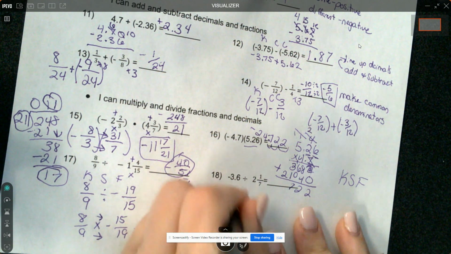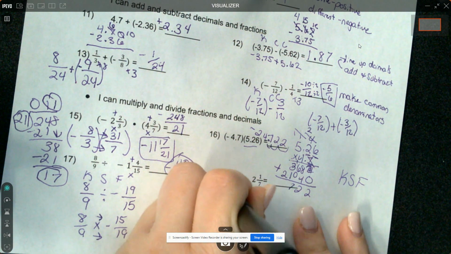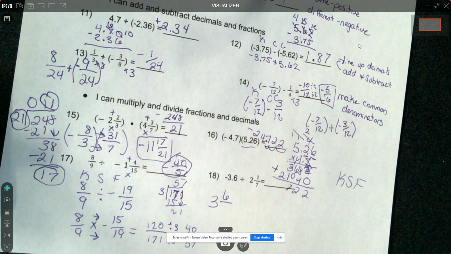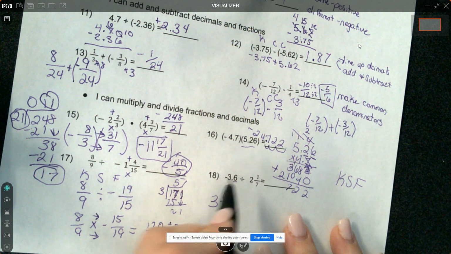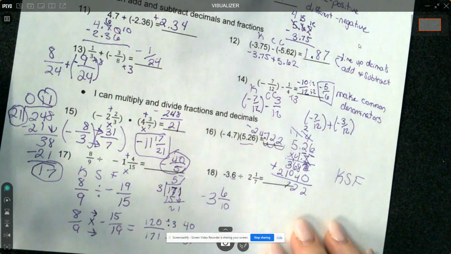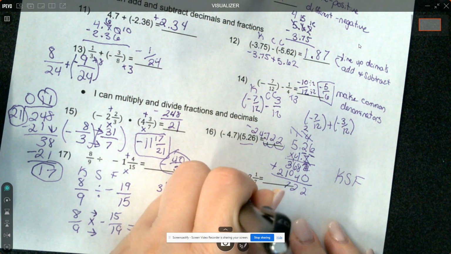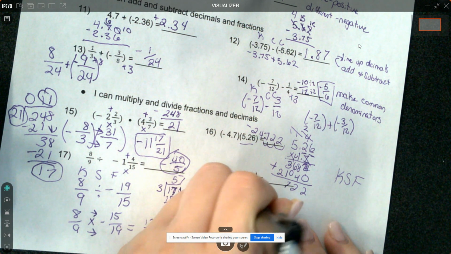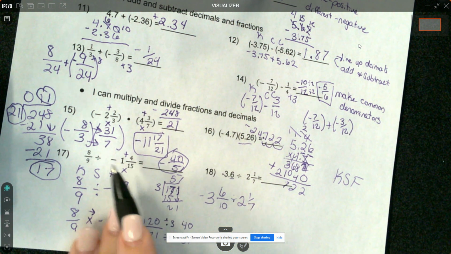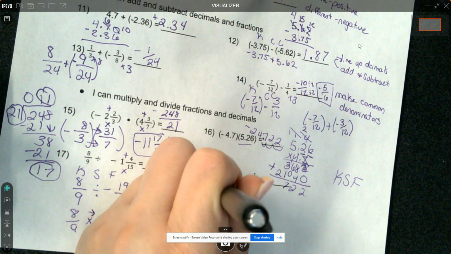I know I'm going to have a whole number of 3 and then 6, but what goes under the 6? A 10, because the 6 is in the 10th place. So I have 3 6/10, or negative 3 6/10, divided by 2 1/7. Same thing I did over here. I'm going to multiply and add.